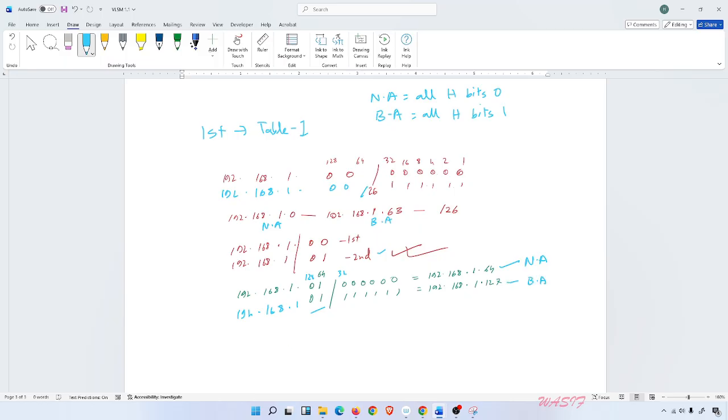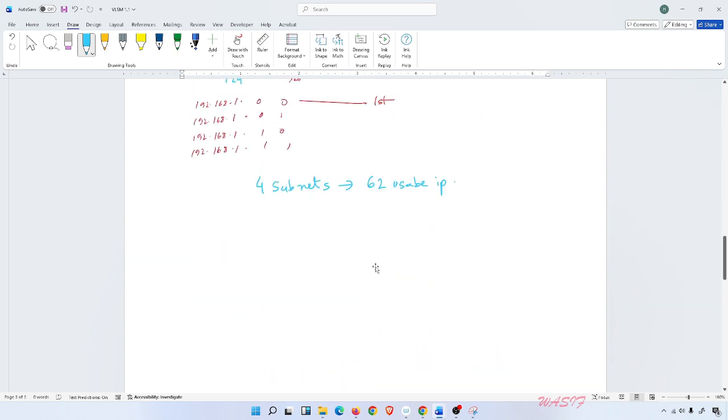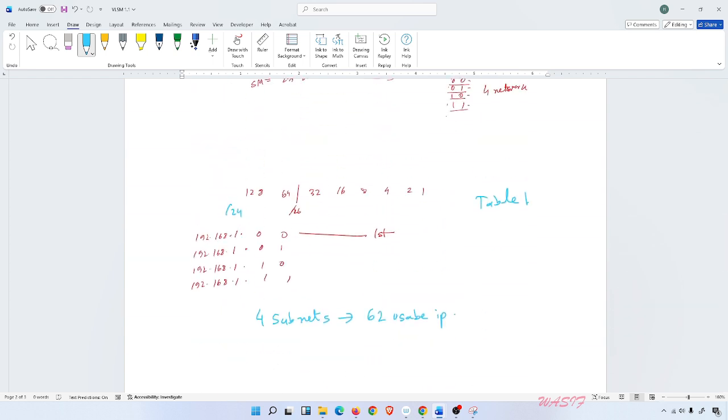And look here how beautiful it is. For the first one, the network address is 0 to 63. That means all the IP addresses are between 0 and 63. For the second one, all the IP addresses are from 64 to 127. So you used the second subnet from the table, and the second one is also done. Now you are left with 2 of them, and take one of them from here.